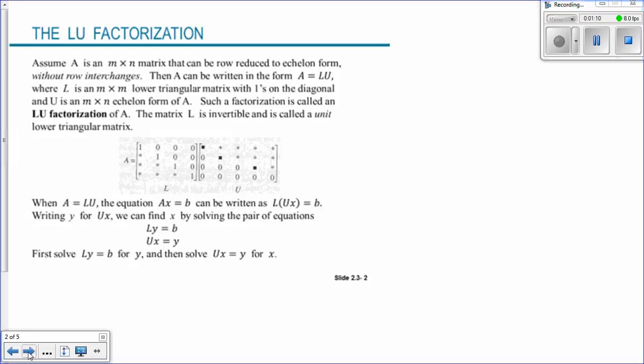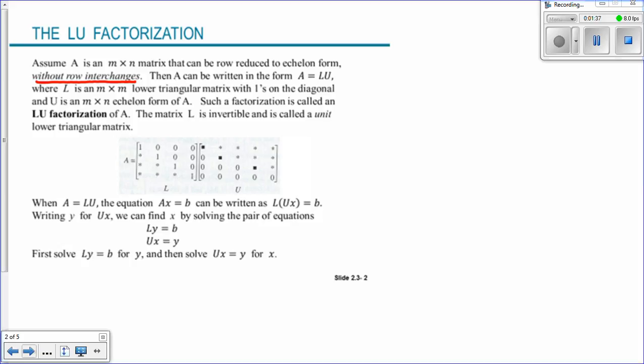Okay, so assume that A is an M by N matrix that can be row reduced to echelon form. First we're going to look at situations where you can reduce it without doing row interchanges. That complicates this process a little bit, because you have to keep up with any of the row interchanges that you do. But for now, we're just going to assume that we're not going to require any row interchanges.